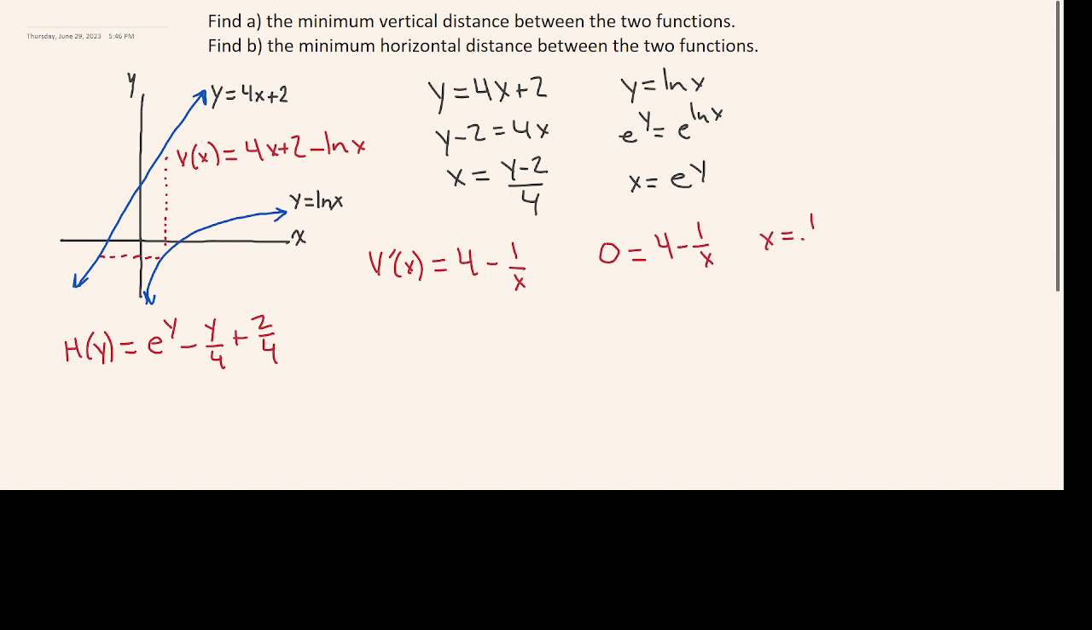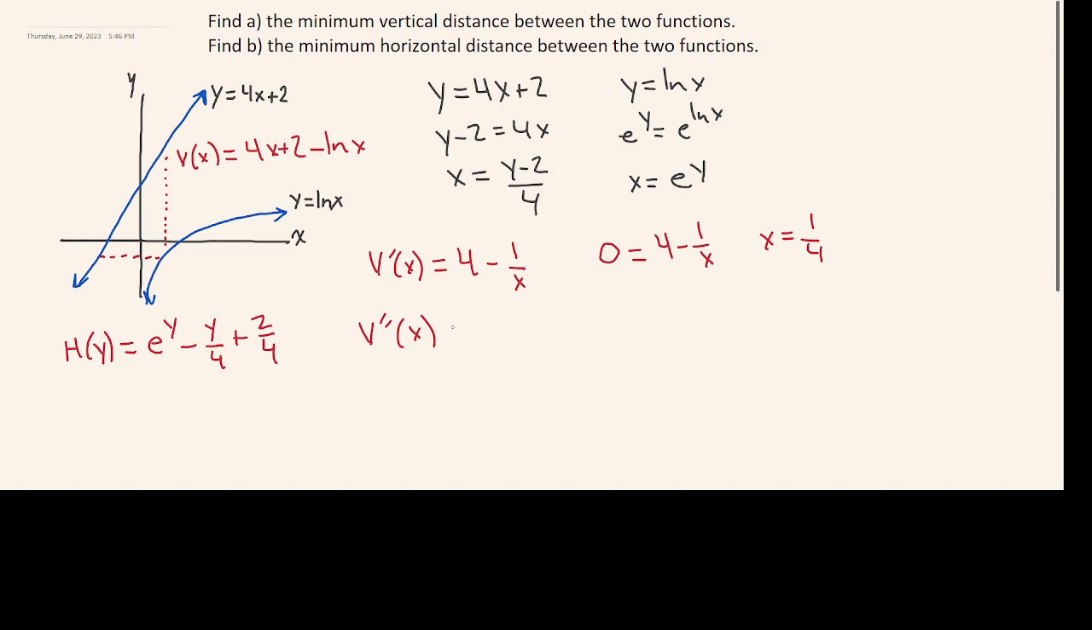x will equal 1/4, because 1 divided by 1/4 will equal 4. 4 minus 4 is 0. 0 equals 0. So if v of x has an extreme value, it must be at x equals 1/4. Now, we're going to find the second derivative, and we'll plug in x equals 1/4 into this second derivative. That's why it's called the second derivative test. We're going to test the critical point on the second derivative.